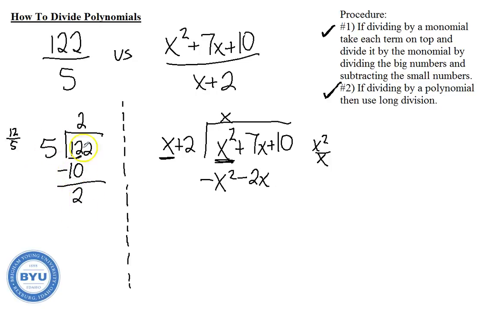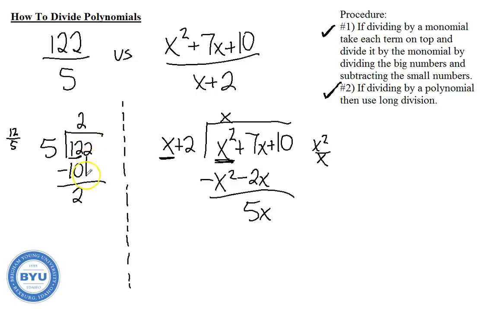Remember, you did this way back in the day, probably 3rd or 4th grade. We're doing the same thing. I'm going to add these together now. So here I did 12 minus 10, that's 2. Here I get x squared minus x squared, well, that's just gone. And 7x minus 2x, well, that's 5x.